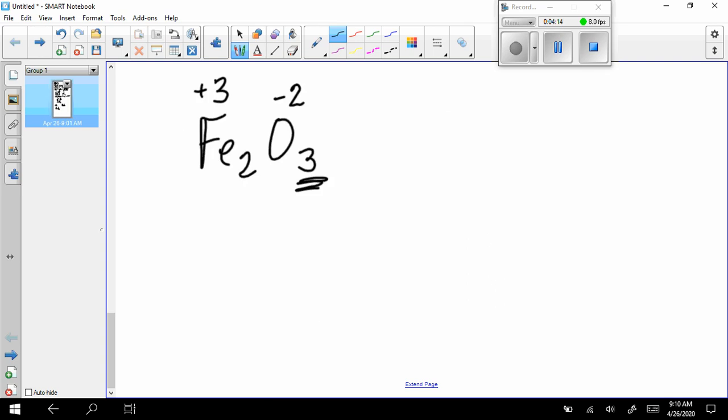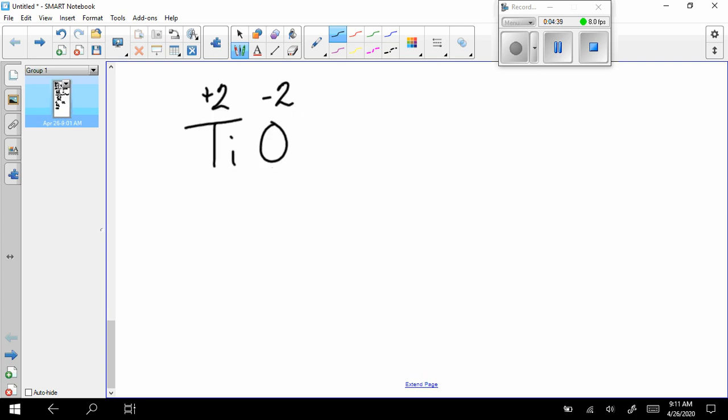Let's do another one. Let's say I have TiO. Now it looks like they're both 1s, but I don't get confused by that because I know oxygen isn't normally a 1. If oxygen is normally a -2, but that 2 canceled out, titanium must have been a +2. So that's what their oxidation states are.